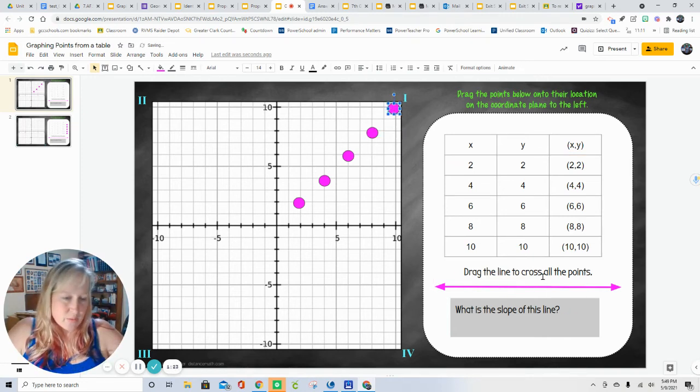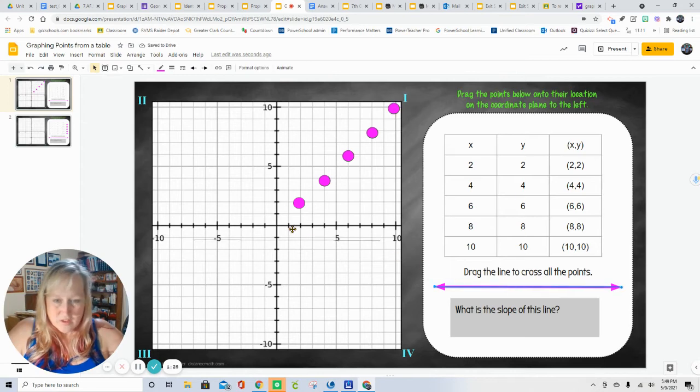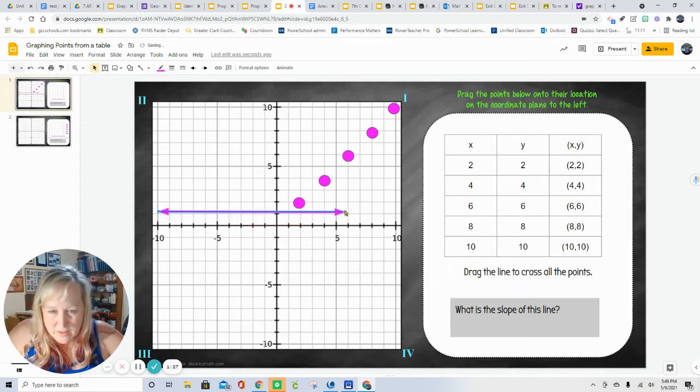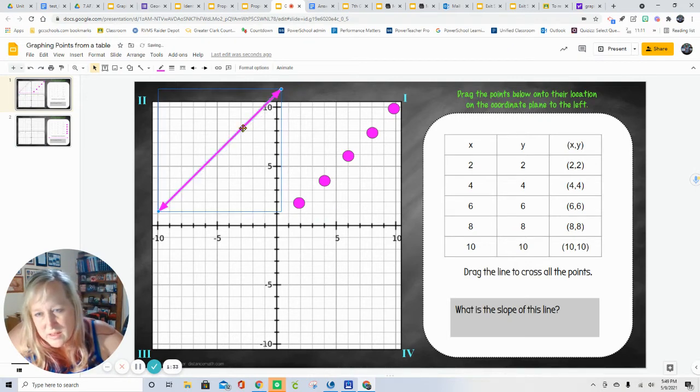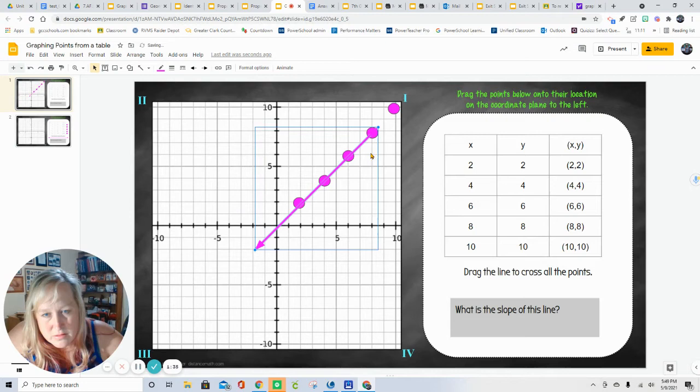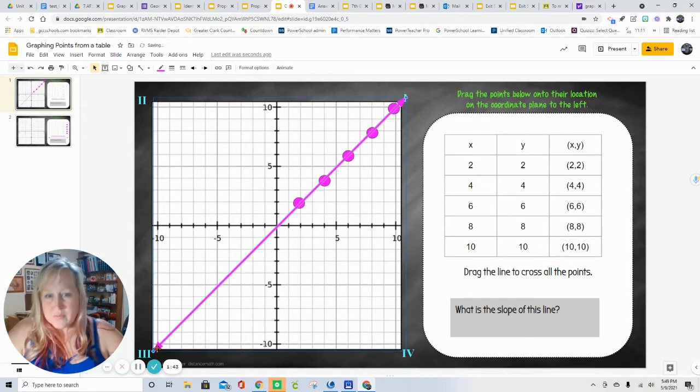So the second thing I want you to do is drag the line to cross all the points. So I'm going to take this line over here. I'm going to attempt to match that angle as best I can. Not perfect. Let's try to get it a little better. Extend that line all the way across.